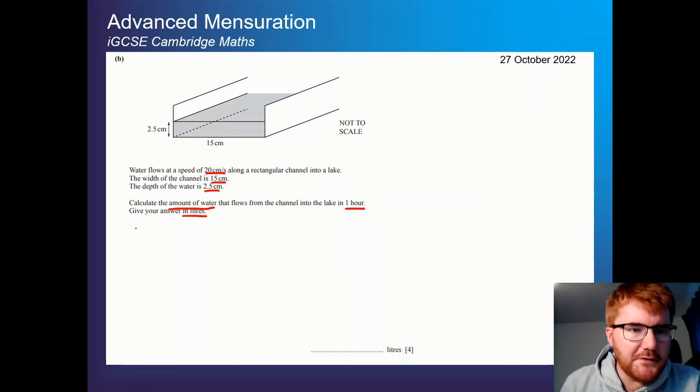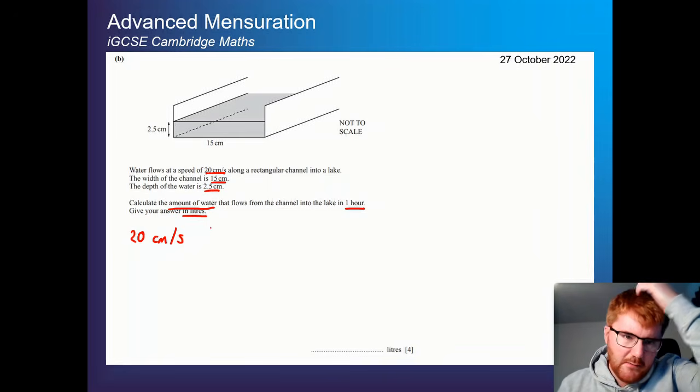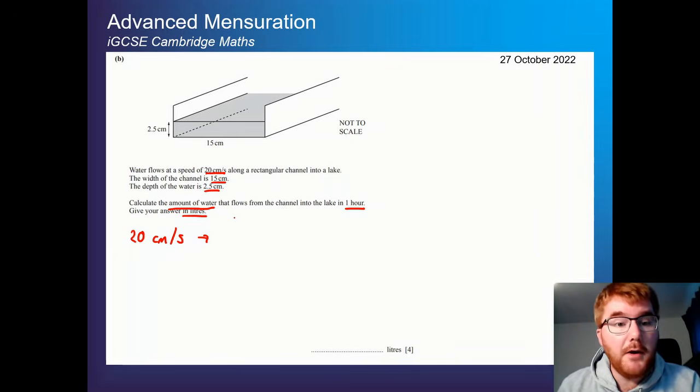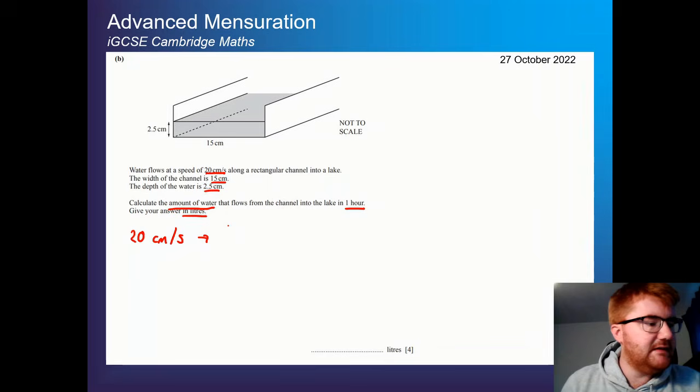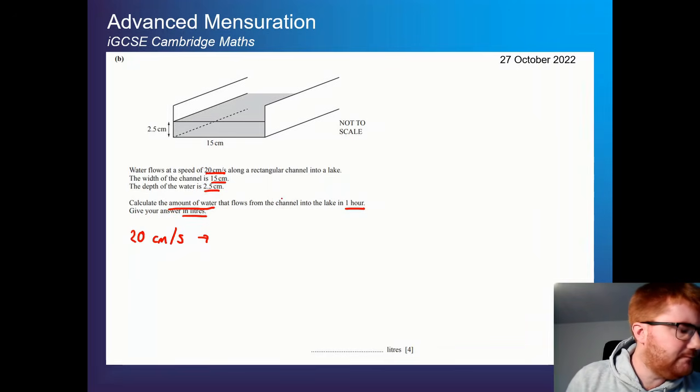So the way I would focus on this is that 20 centimeters per second. Well, let's think, how much is that per minute? Well, it's going to be 20 times 60. So if we do 20 times 60, that gives us 1,200.